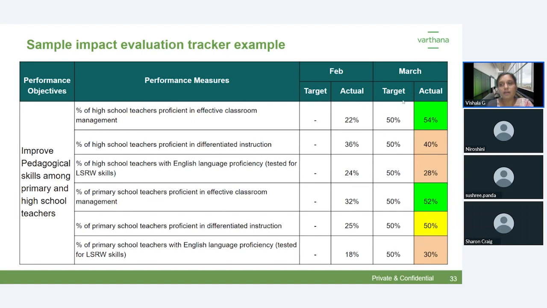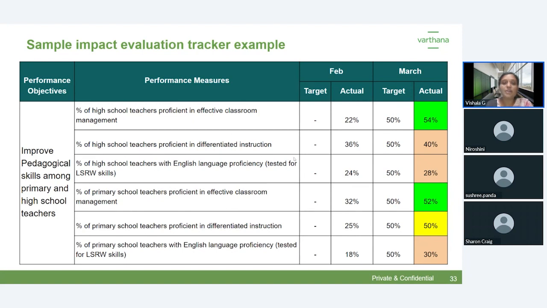make an assessment again, but you have a target to achieve 50% proficiency among the teachers. When you do a test, you will find that in the first parameter, the teachers are 54% proficient. 54% of teachers are proficient, which is higher than your target. So you have colored it in green.